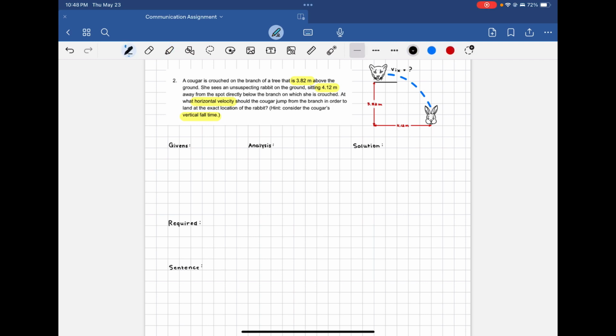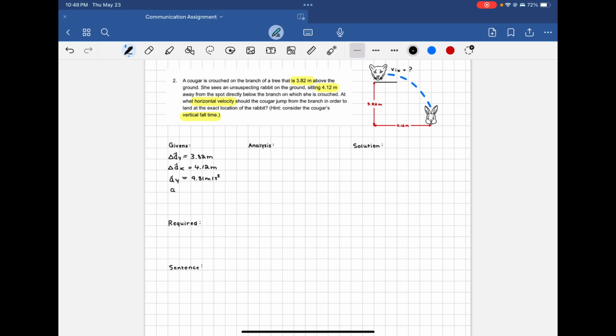So first we can list our givens. We're given the displacement in the y direction, which is just how far she is from the ground. So that's going to be 3.82 meters. We're also given the displacement in the x direction, which is how far away from the rabbit she is, and that is 4.12 meters. We also have acceleration in the y direction, which is going to be 9.81 meters per second squared, and that's just due to gravity.